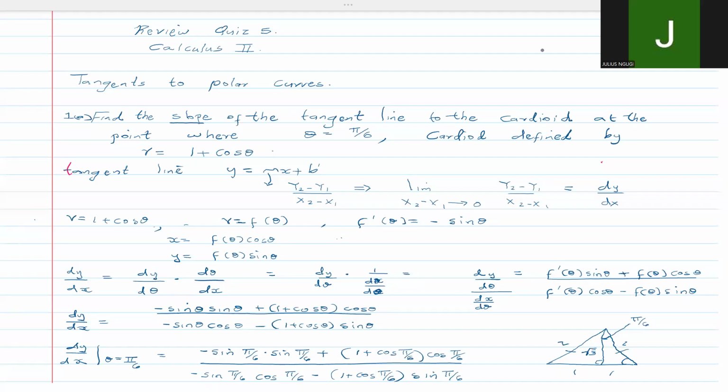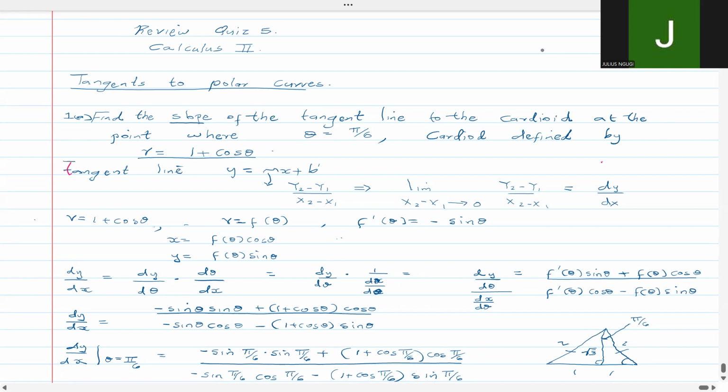Welcome to review quiz 5, Calculus 2, and talk about the tangents to polar curves. So first of all, we find the slope of the tangent line to the cardioid at the point where theta equals pi over 6. And we are talking about the cardioid defined by the equation r equals 1 plus cosine of theta.